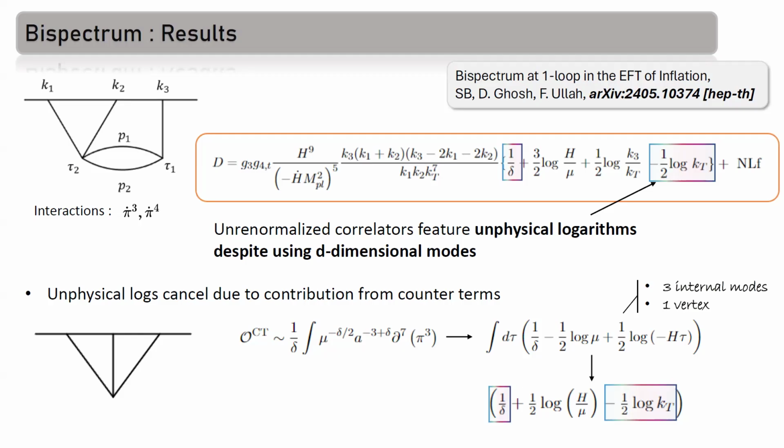This contact diagram at tree level gives you a log. Is that not correct? That's correct. The contact diagram in D dimensions indeed gives you a log. Gives you 1 by delta plus log kt. Yes. That's because you have 1 by delta sitting outside. So it could have given you a delta log kt, but that's what you're saying.